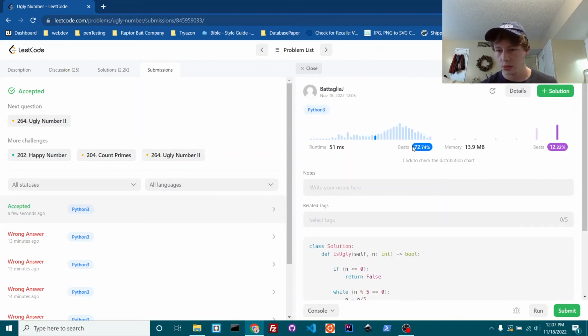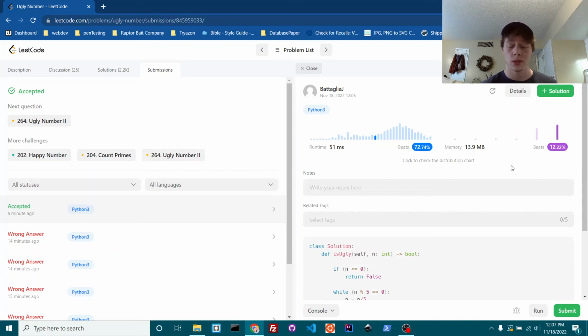Beats 72% for runtime, beats 12% for memory, because it's Python. It's going to use more memory, of course. It's probably not going to beat that many for memory. I think Python has a lot of memory overhead or something. Okay, so that wasn't too bad. Part of the reason I did that one so quickly was that I had looked at some of the discussion, where people explain what this question was actually asking. Otherwise, it's a pretty difficult question the way it was worded.